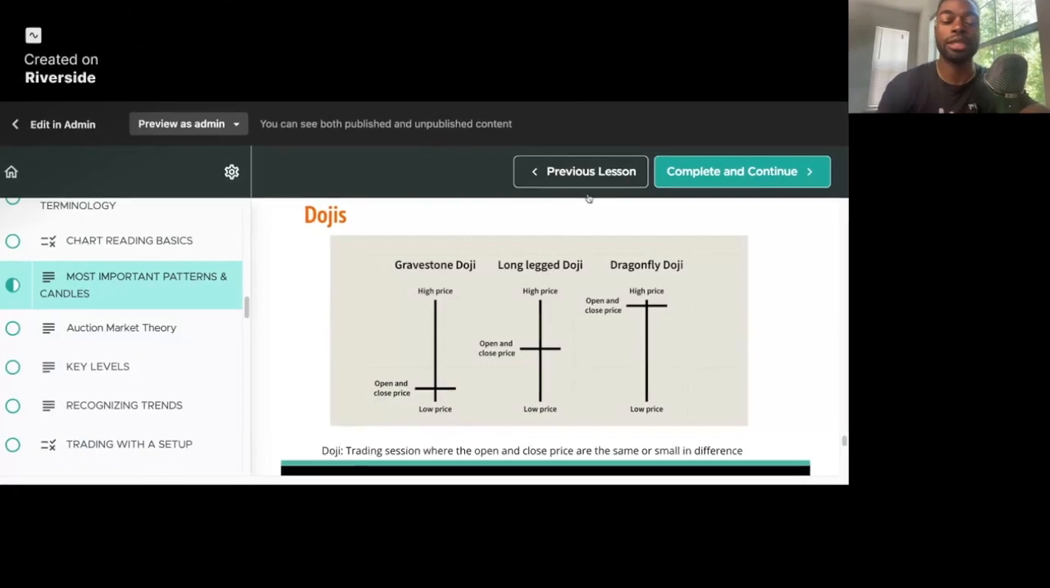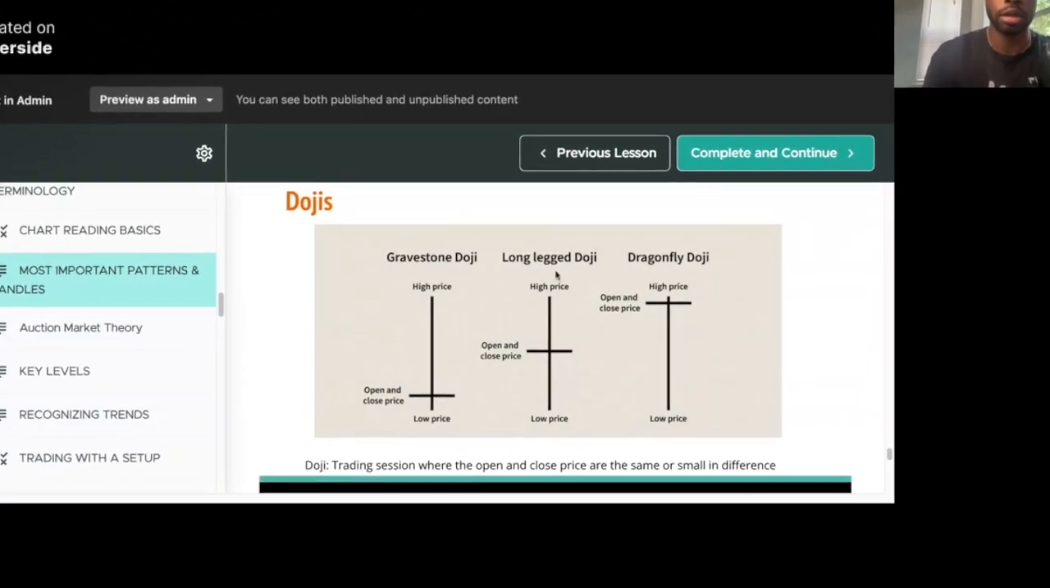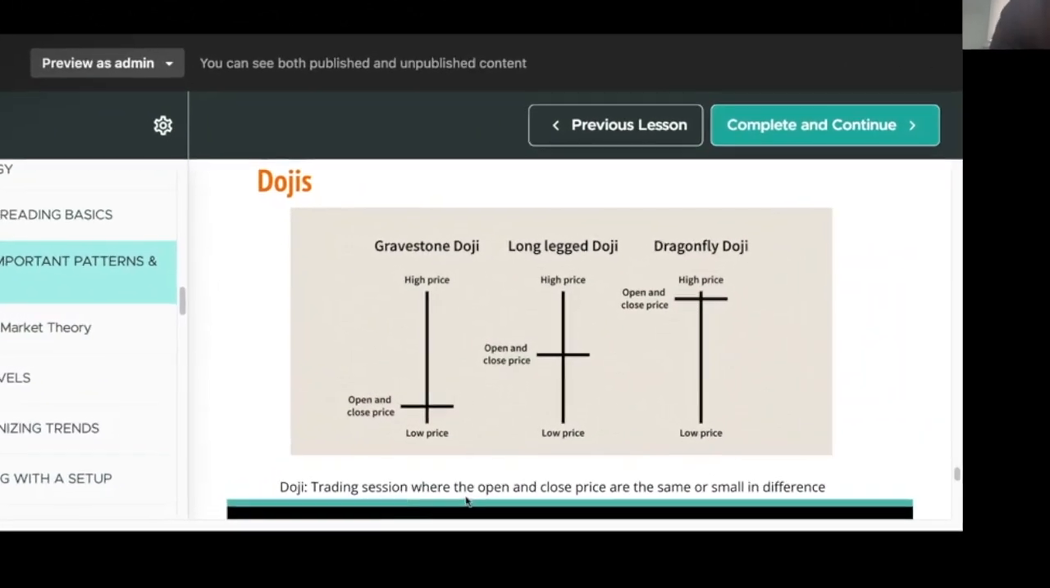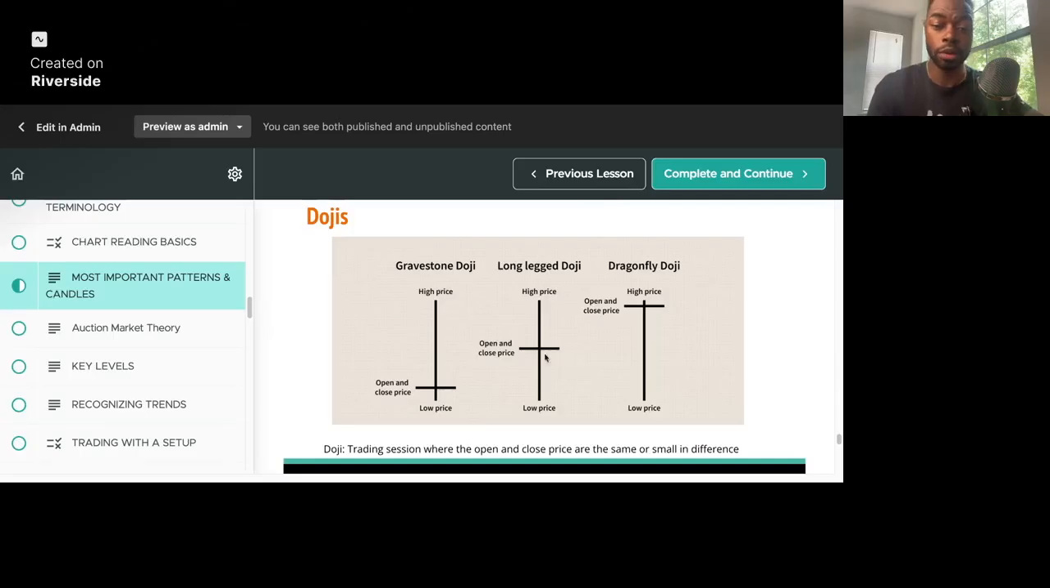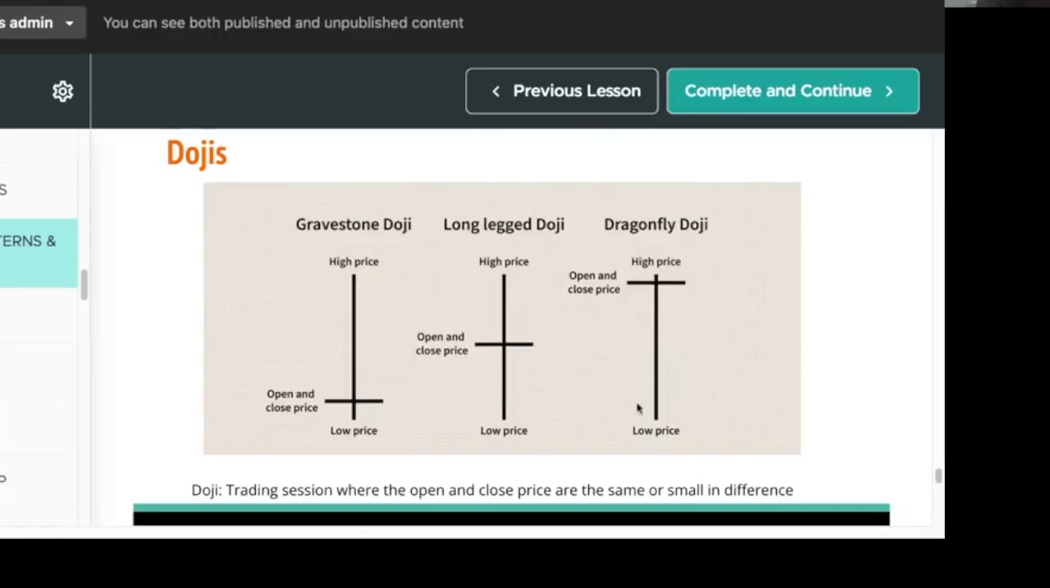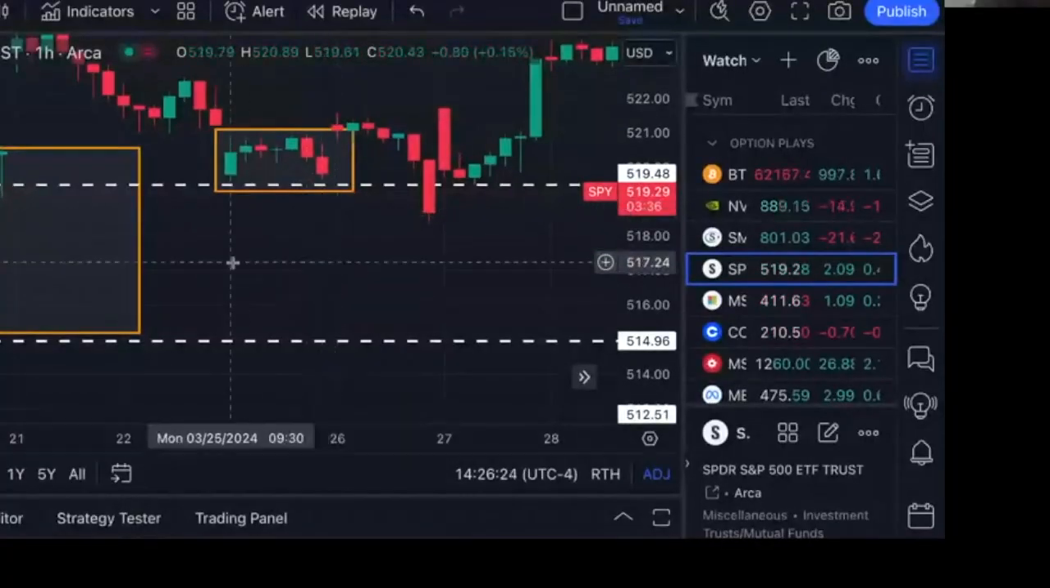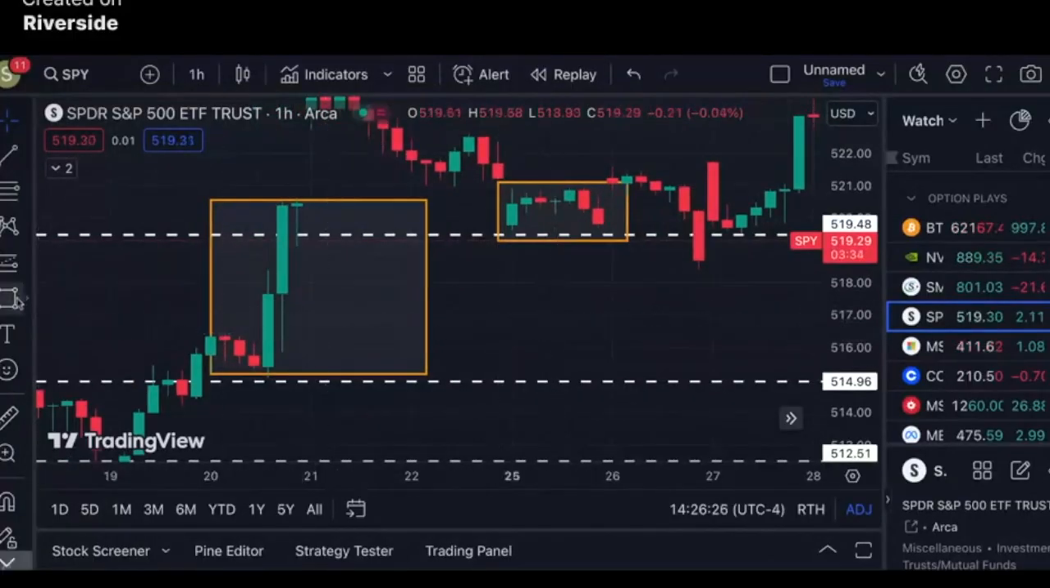When it comes to trading, there are basically three types of bars. So there are dojis, which are trading sessions where the open and the close price are the same or small in difference. Therefore, your body is pretty small. And then you have these long wicks at the top or at the bottom. And then you also have trend and non-trend bars.